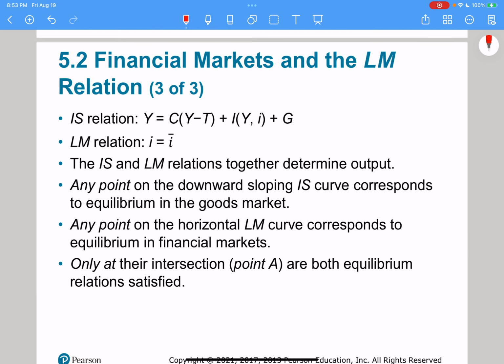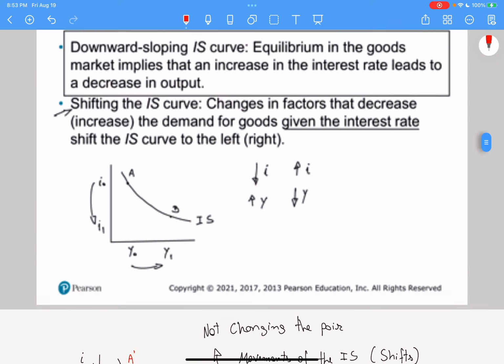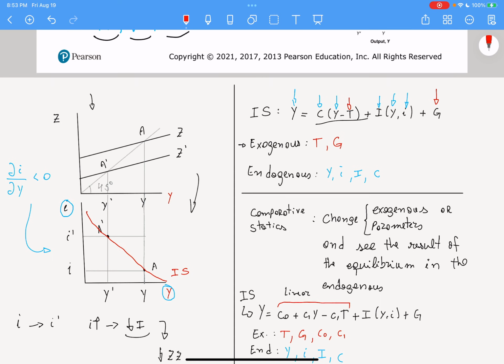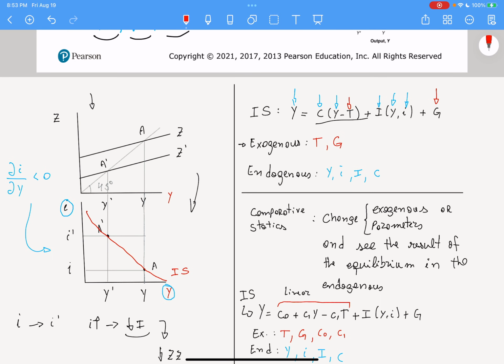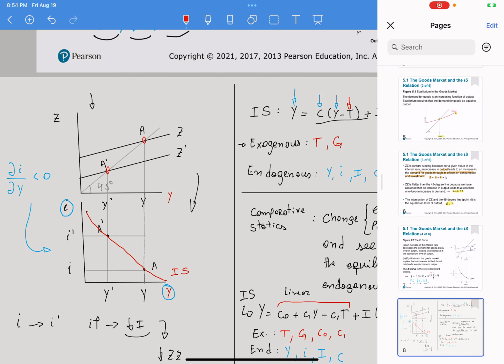So this is the third bullet point here. They together determine the output. Any point on the downward sloping IS curve corresponds to an equilibrium in the goods market. So when you go, let's stick with this one. Both in A and A prime, the goods market is in equilibrium. Why? Because here we have Y equals to Z, and here we have Y prime equals to Z prime. Therefore, they're both equilibria.